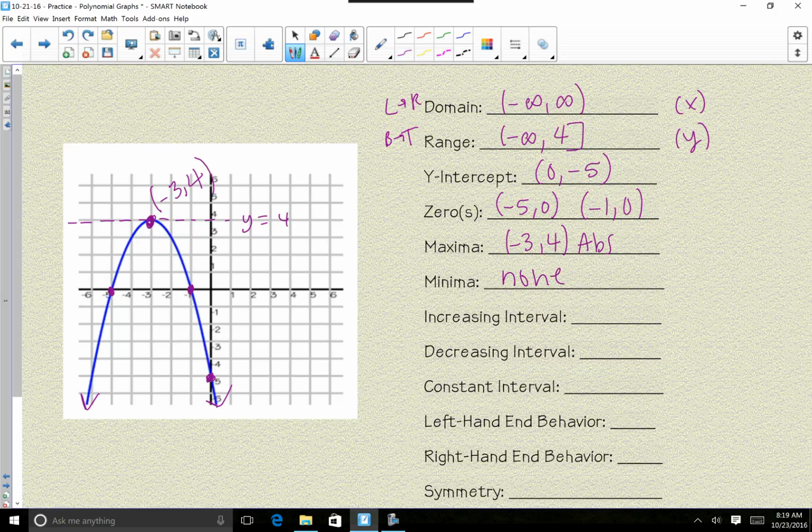All right, increasing and decreasing. So we start from left to right. So I put my little guy down here on the left side of this graph. And as he moves from left to right, he's going to start climbing this mountain, right? So he is increasing right here because he's climbing the hill. And he turns. And remember what we said? We look at the x value here, -3. And then he's going to turn and he's going to go down the hill. So he's going to start to decrease.